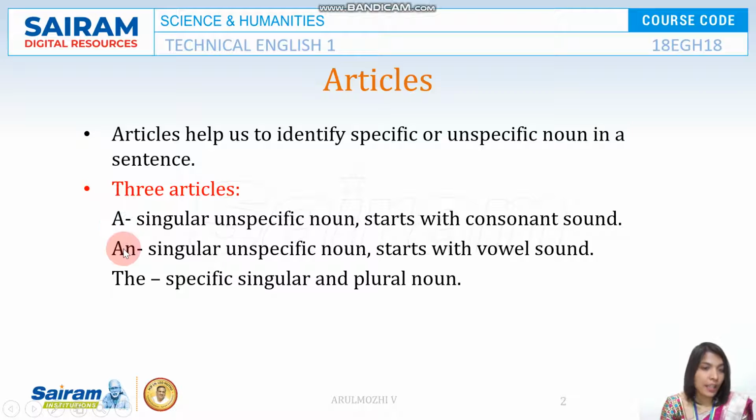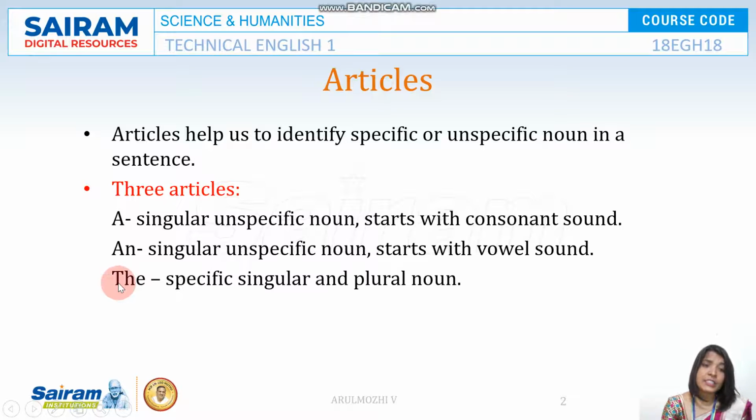A and an are used to identify unspecific nouns, and they mean one. A is used before a consonant sound, and an is used before a vowel sound. A and an are used only before singular nouns, and they are most of the time introduced in the very beginning of the sentence in order to introduce the unknown noun to the receiver.